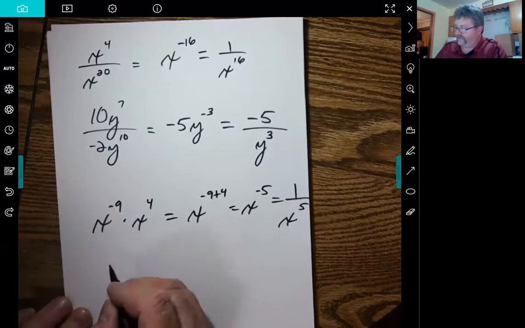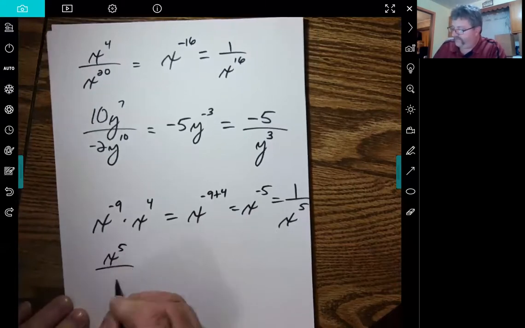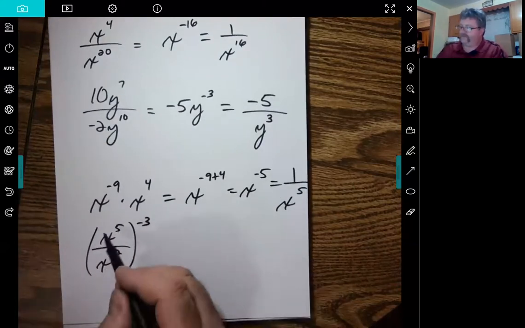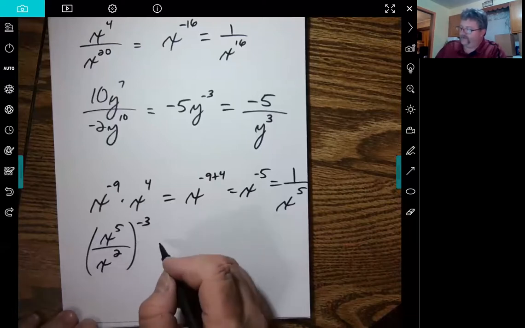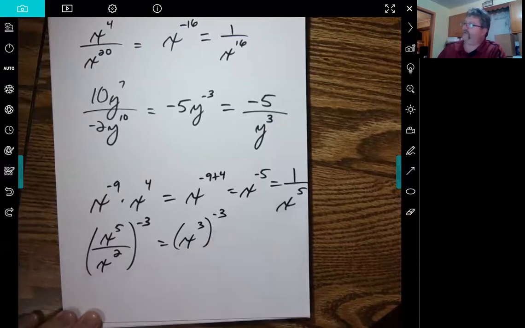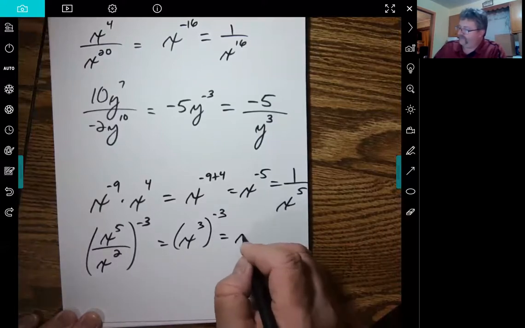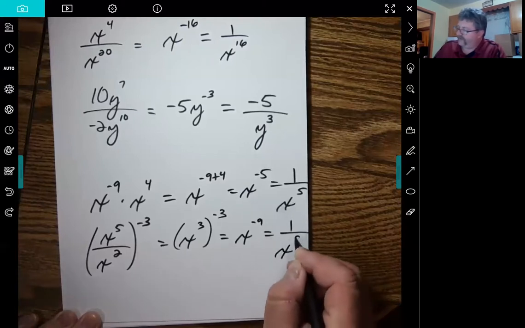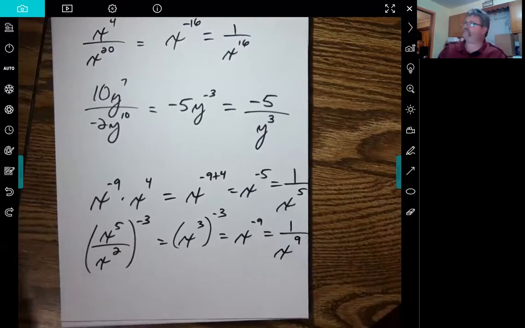What about this one? What about x to the 5th over x squared, all raised to the negative 3 power? Well, let's do this division first. x to the 5th divided by x squared is x cubed, and then that x cubed was being raised to the negative 3rd power, which makes it x to the negative 9th, which means 1 over x to the positive 9th. All right, I like it. Everybody cool with those exponents?